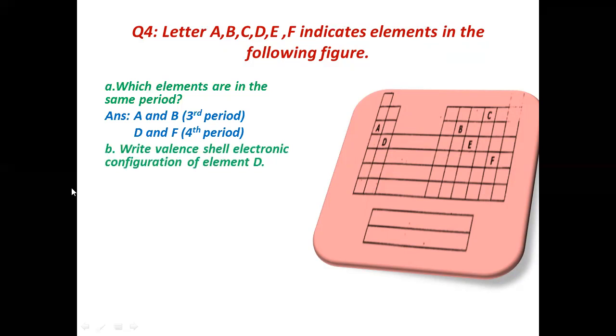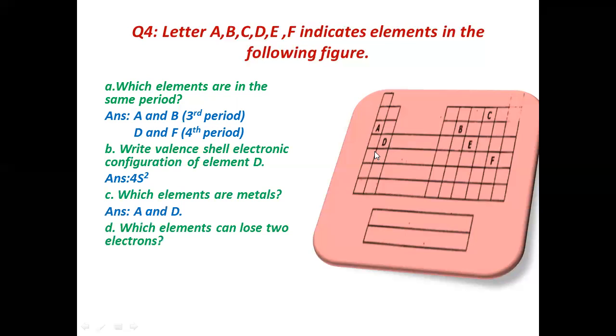Write the valence shell electronic configuration of element D. Element D is present in the fourth period and second group. So its valence shell electronic configuration will be 4s2. Which elements are metals? We know that all the elements present in group 1A and 2A are called metals. 1A are called alkali metals and 2A are called alkaline earth metals. So A and D are the metals.